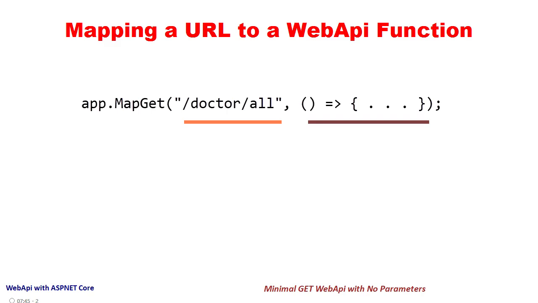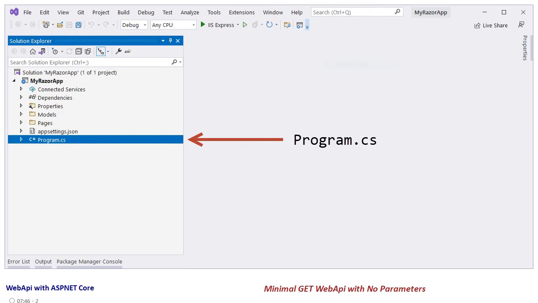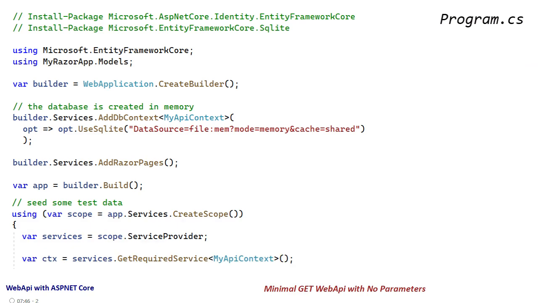In our case, we will have a mapping like app.mapGet. The first parameter is a path to the URL, the segments. The second is the lambda that will be executed when this URL is hit from the browser. Let us do it practically. Open the Solution Explorer of the starting project that we created in the previous tutorial. Locate the program.cs file, double-click and open this file so that we can examine the code.